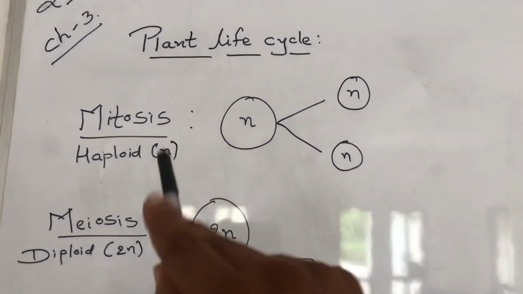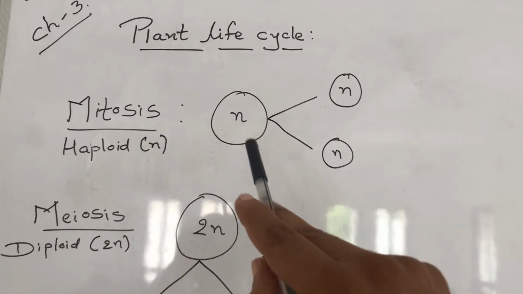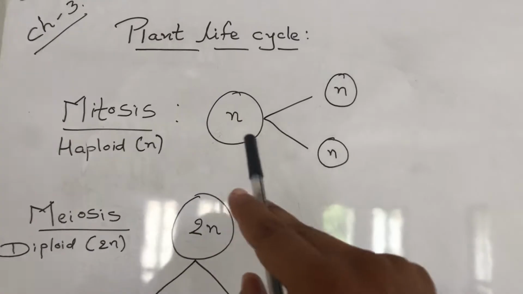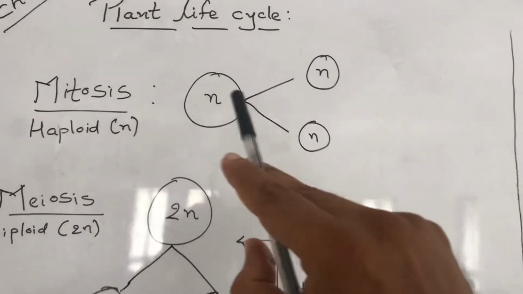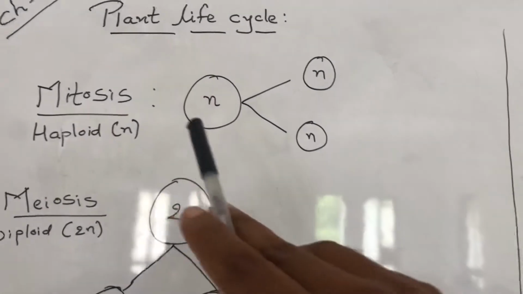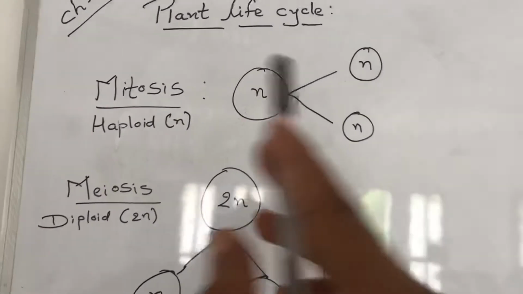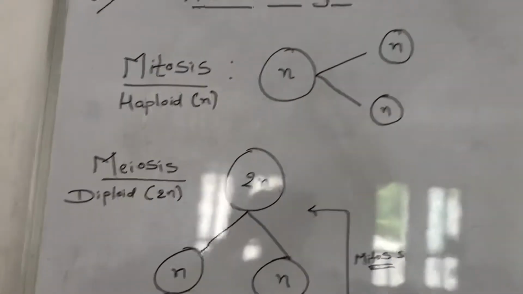In mitosis, what will happen? There is one cell which is haploid in nature, and from one cell there is a division into two cells that are also haploid in nature. So one cell produces two cells that both are haploid, as it is haploid in nature.